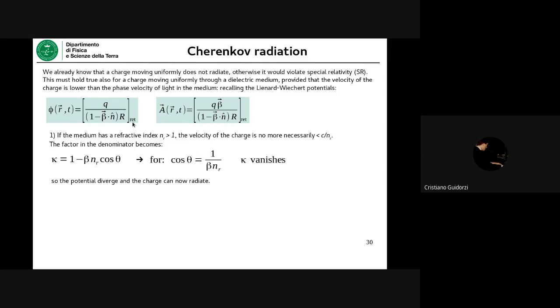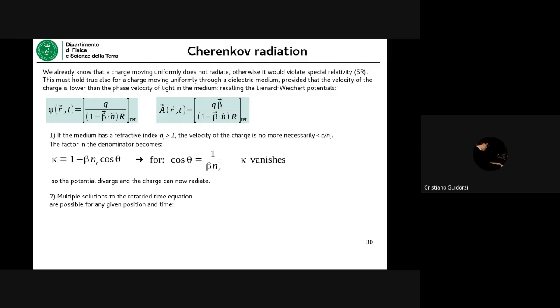So essentially, it means that the corresponding Poynting flux is no more negligible. But a Poynting flux which is no more negligible means that it carries radiation. So this is a special case in which, despite dealing with a uniformly moving particle, you have an associated Poynting flux, so radiation. So the particle can radiate. And this is called Cherenkov radiation.